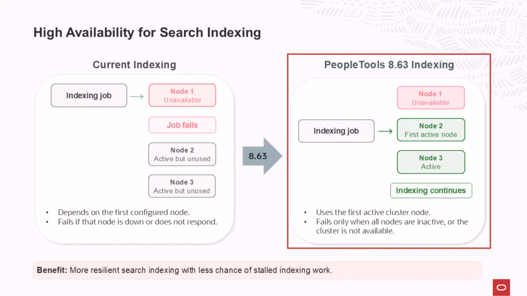With PeopleTools 8.63, when multiple nodes are configured, indexing can use the first active node in the cluster. The job fails only if all configured nodes are inactive or if the cluster itself is unavailable. This helps search indexing continue more reliably and reduces the chance of stalled indexing work.